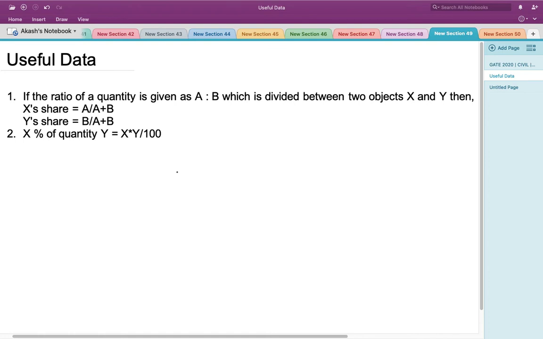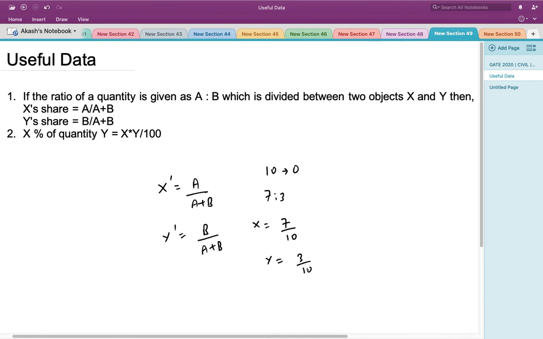Now, if a quantity is divided between two objects X and Y in the ratio A is to B, then X's share would be given by A upon A plus B, and similarly Y's share would be given by B upon A plus B. So for example, if I have 10 oranges and I distribute them to X and Y in the ratio 7:3, then X's share would be 7 upon 7 plus 3 and Y's share would be 3 upon 7 plus 3. So this would give me the share of the quantities in the ratio A is to B.